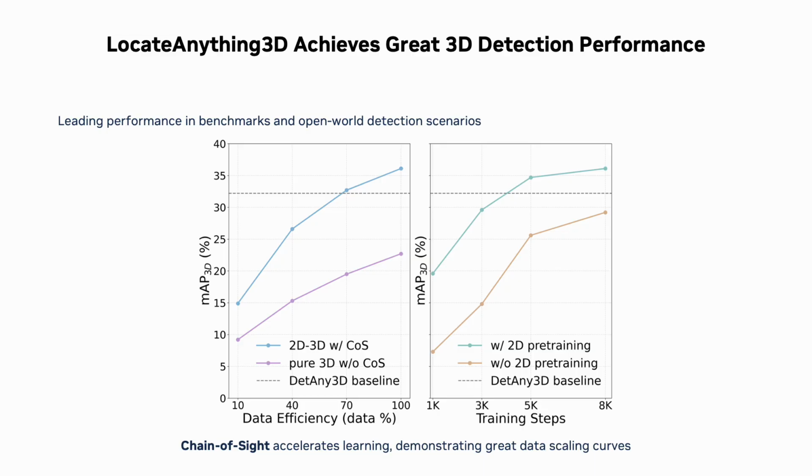Chain of sight also accelerates learning. On the left, our method is significantly more data efficient than a pure 3D variant without chain of sight. On the right, 2D pre-training further boosts convergence. Together, these curves show that chain of sight provides a strong inductive bias for 3D perception.